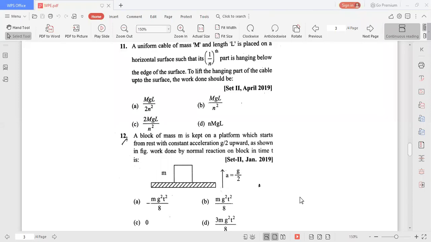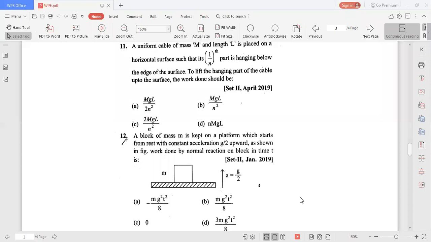Work done by the normal reaction. In this case, what is the normal reaction? Okay, here you see. Work done by the normal reaction on the block only they asked. So what is the normal reaction acting on the block? While the block moves in the upward direction, what are the forces acting? One, the weight of the body acts in the downward direction. So mg acts in the downward direction.